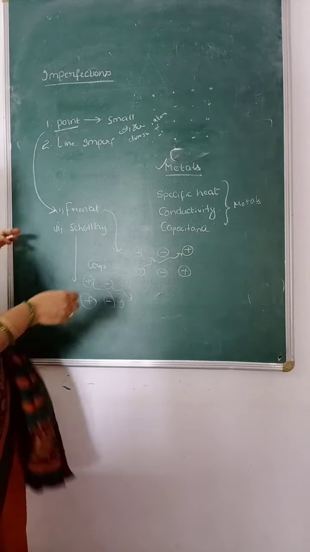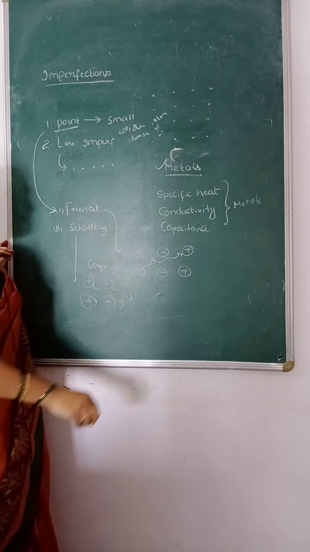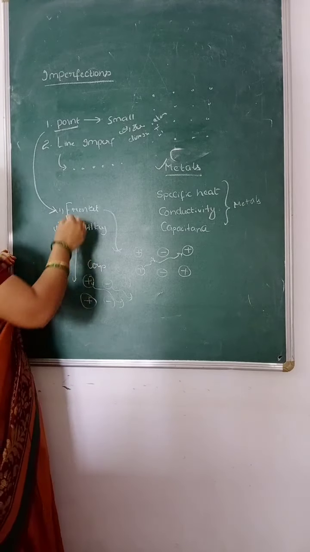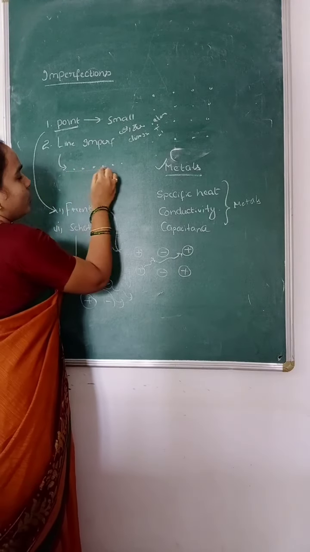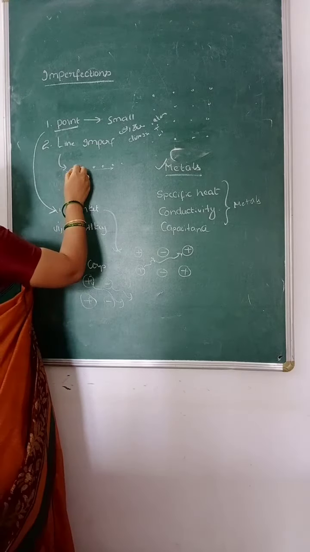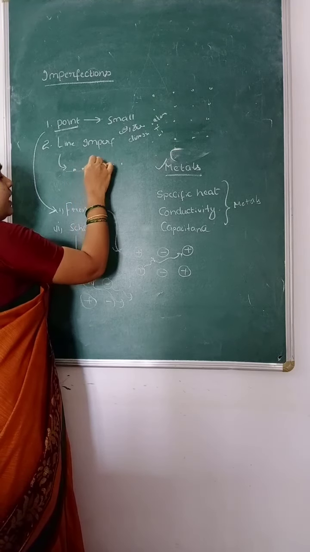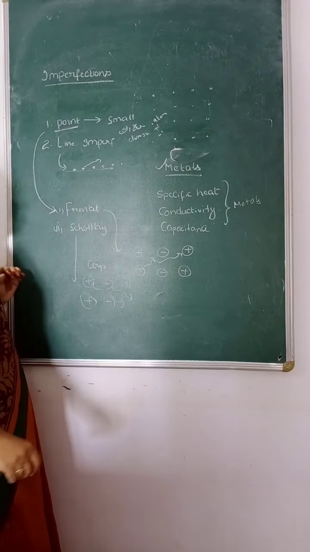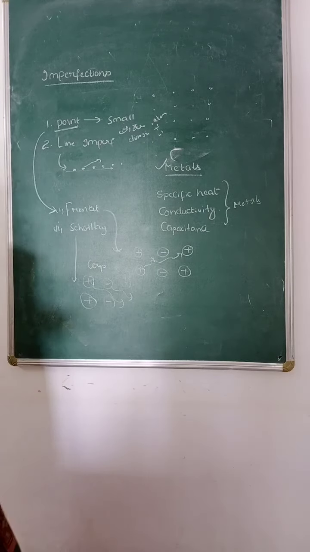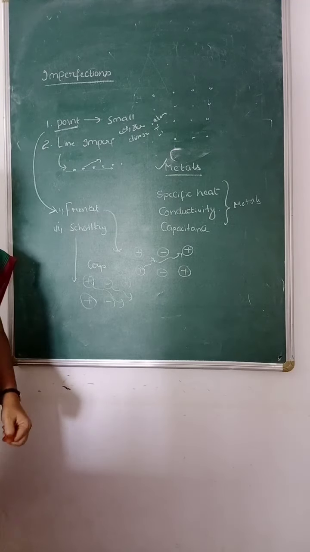Next, line imperfections are called one-dimensional imperfections. They are observed in a row or system of arrangement of atoms. That is, if one atom is removed in an array of atoms, then that type of imperfection is called a line imperfection. These are the fundamental imperfections that we have studied in a lattice. Next one is F centers.